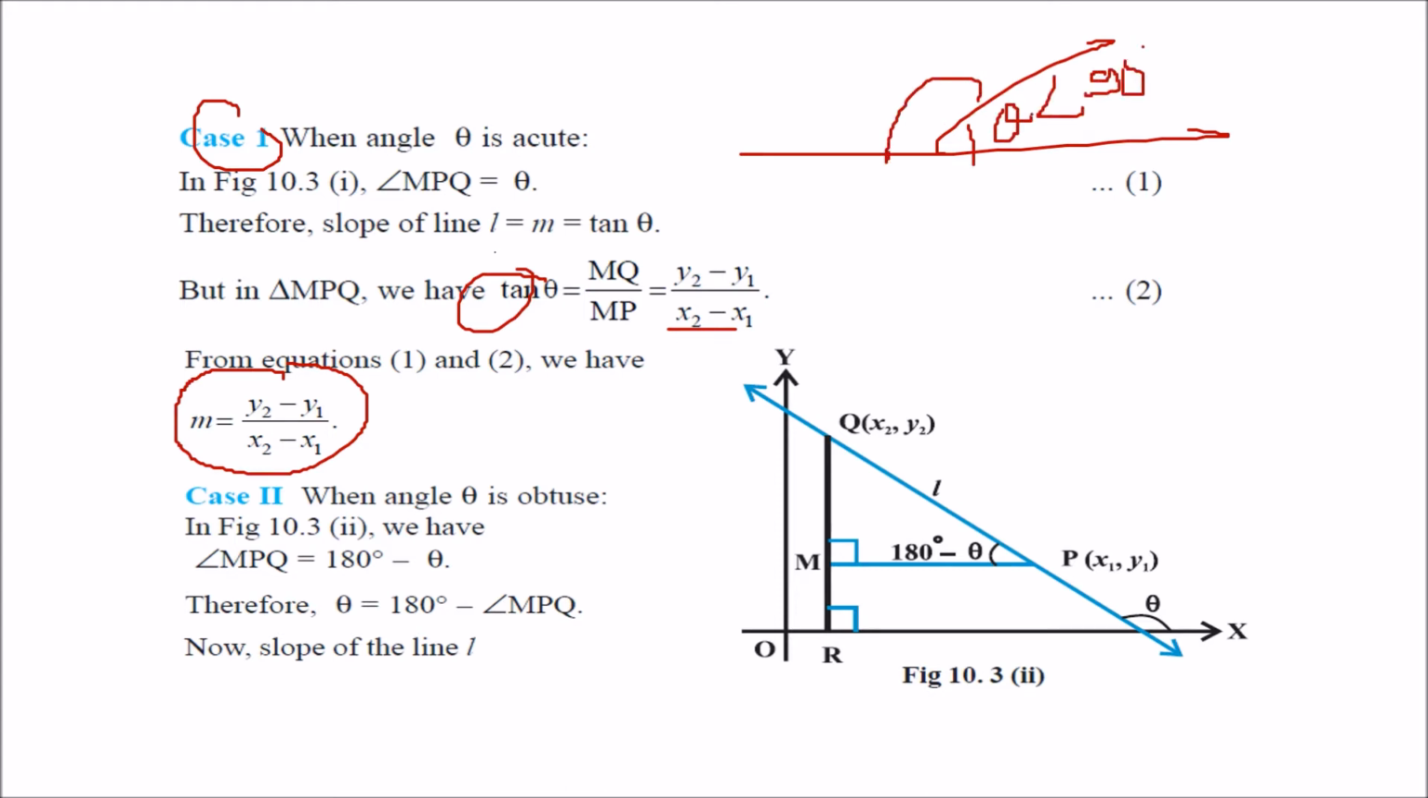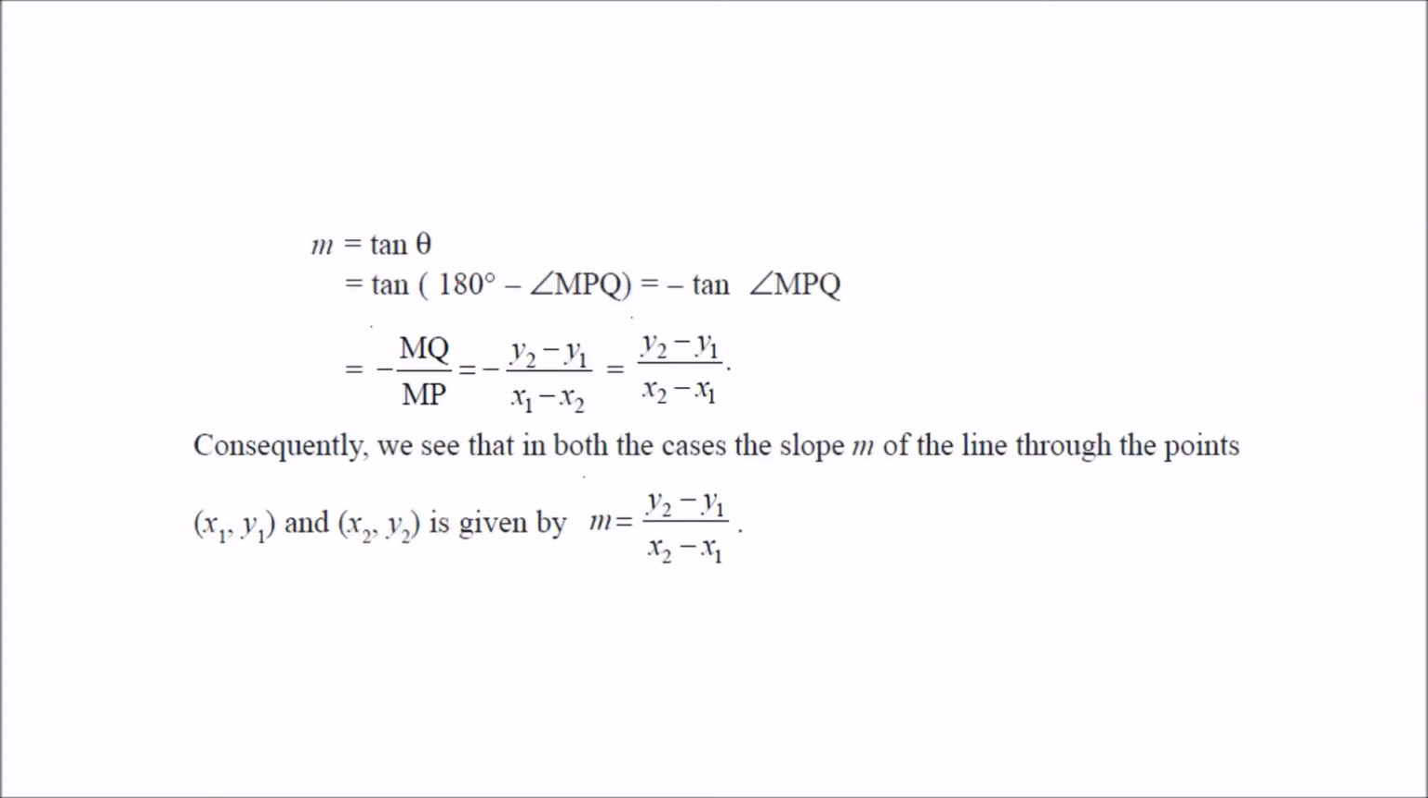How about if the angle is greater than 90 degrees? So if the angle is obtuse, then of course this angle is going to be 180 minus theta. If this is theta, so this is going to be 180 minus theta. Theta is actually this particular angle. If these are 2 points given to you, and then this angle MPQ is nothing but 180 minus theta. Let us rearrange. The theta is nothing but 180 minus MPQ. Let us take the tan of this theta, and theta is 180 minus MPQ. So this is minus tan MPQ.